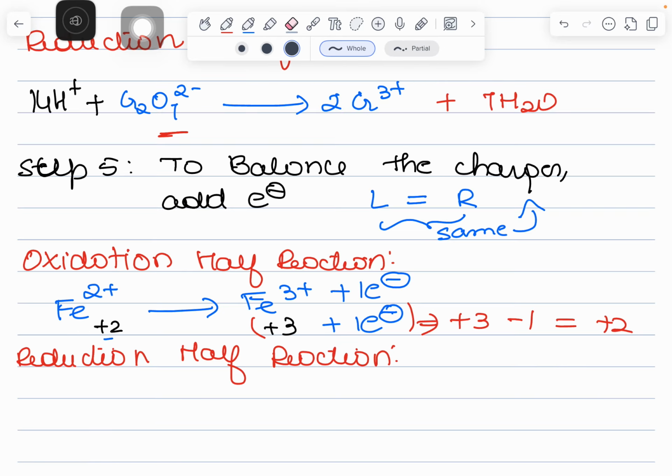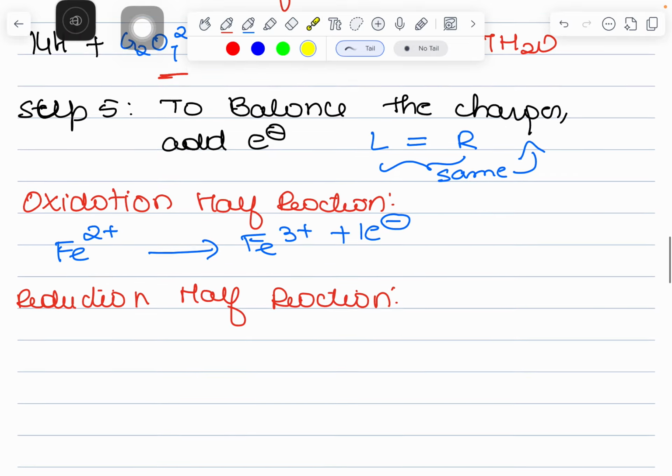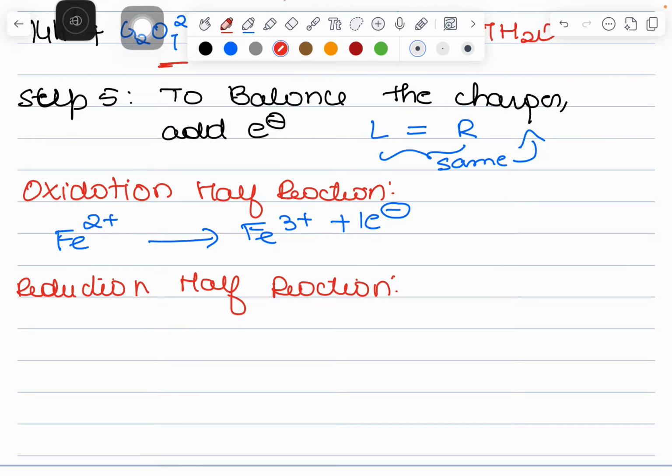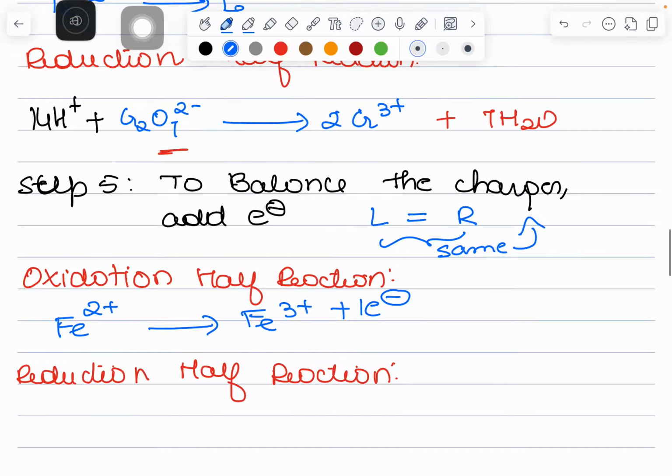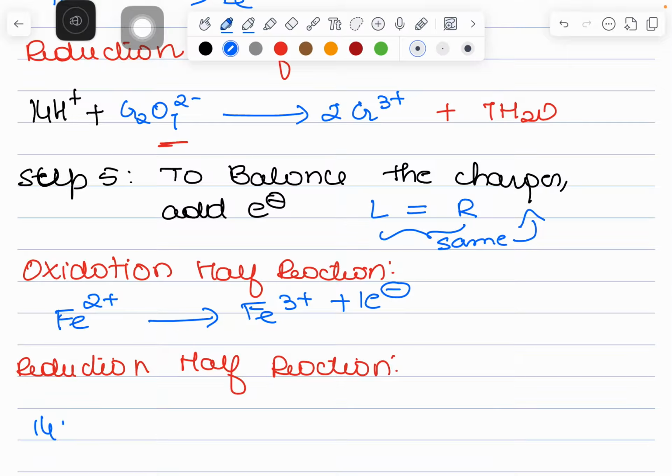I will erase all this for better understanding. Next, the reduction half cell. Let's see what happens. The reaction of the reduction half cell is 14H+ plus Cr2O7 2- gives 2Cr3+ plus 7H2O.